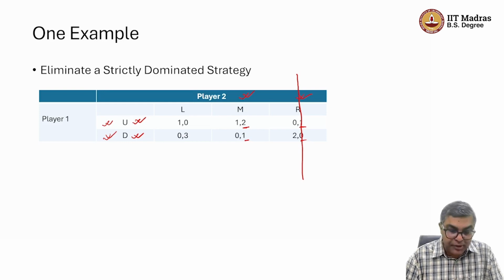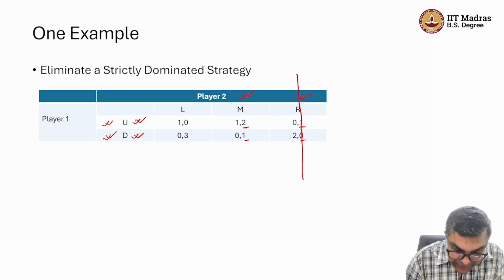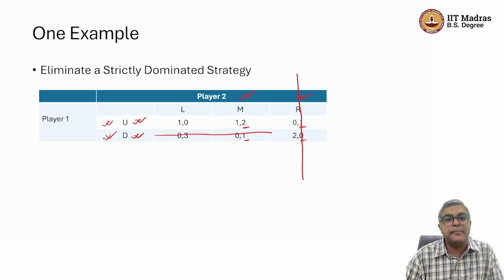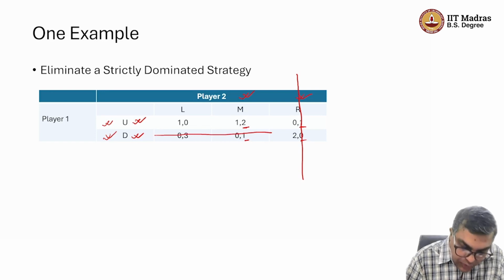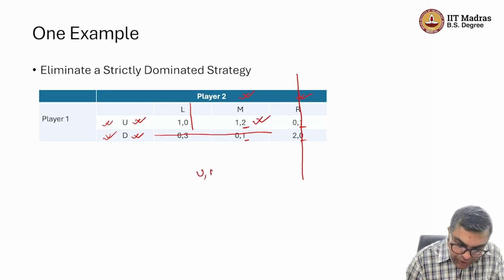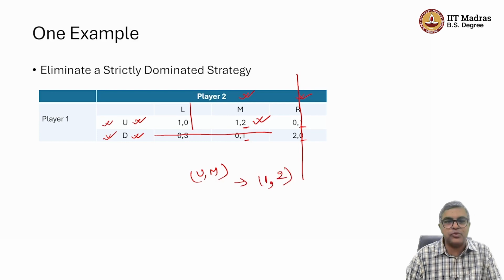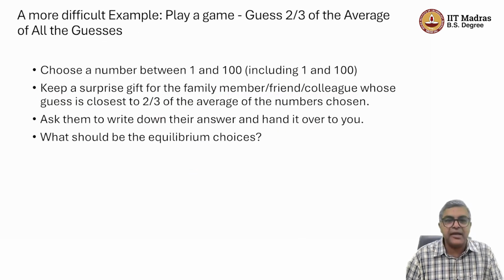Further, when it is removed, not only is player 1 rational, and player 1 knows that player 2 is rational, but player 1 knows that player 2 knows that player 1 is rational. So after the removal, now U strictly dominates D, and therefore D cannot be played by player 1. Similarly, with further logic, this can be removed and you are left with U comma M. The outcome here is going to be U comma M, and the payoff to player 1 is going to be 1 and the payoff to player 2 is going to be 2. So that's the way we will obtain it.